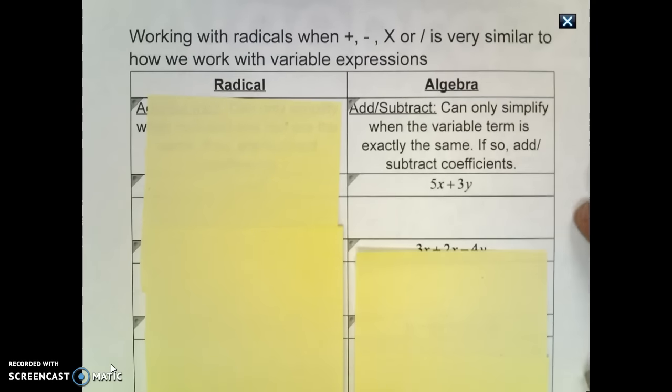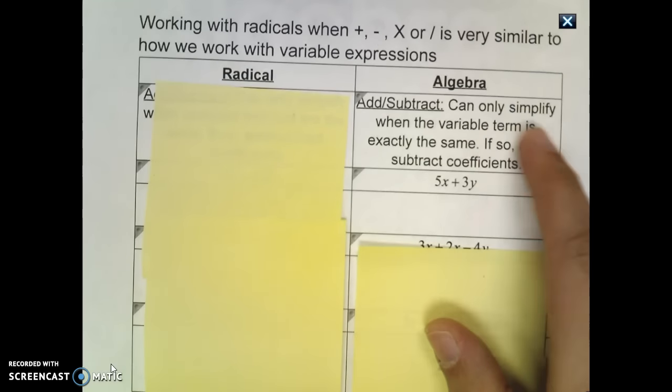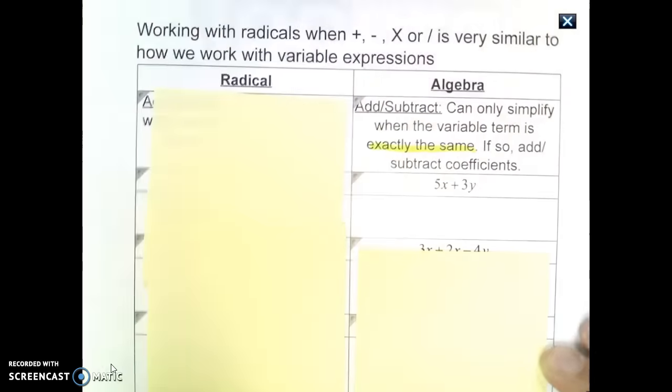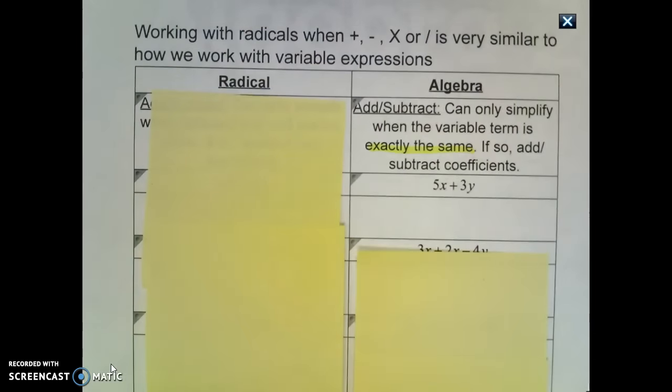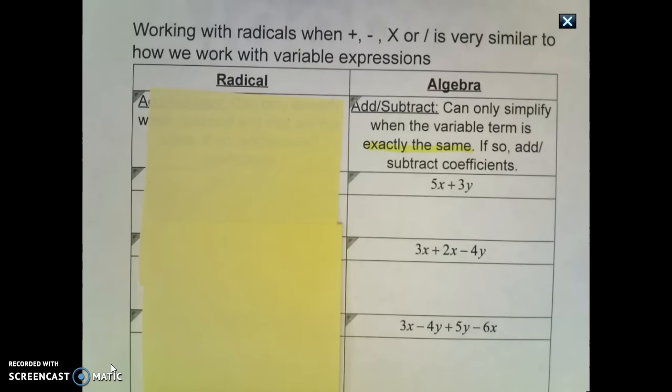So the rule in algebra when you're adding and subtracting algebraic terms is that you can only simplify when the variable term is exactly the same. That's the key. If so, then you add or subtract the coefficients. So in all three of these examples, let's take a look at how that works.